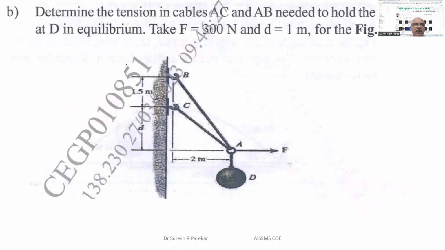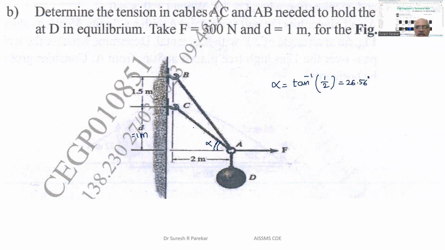Now we will go to the last problem. Determine tension in the cables AC and AB needed to hold 20 kg ball in equilibrium. F is given 300 Newton. So now value of D is given. So we have D equal to 1 meter. So now if we calculate this angle, alpha, we have alpha equal to tan inverse of 1 by 2. And from this we will get value of alpha 26.56 degrees.